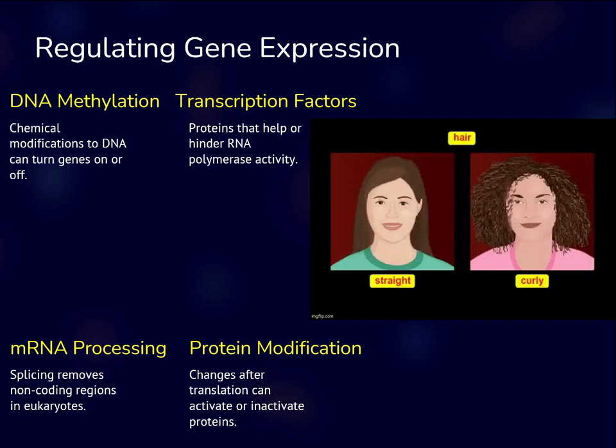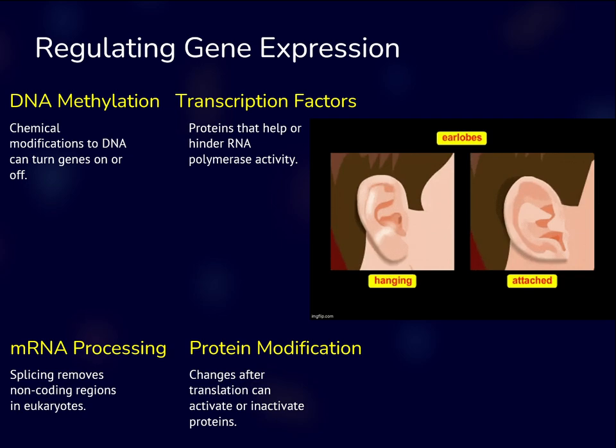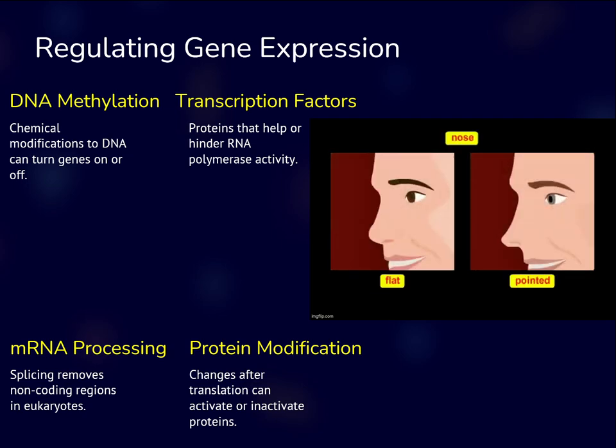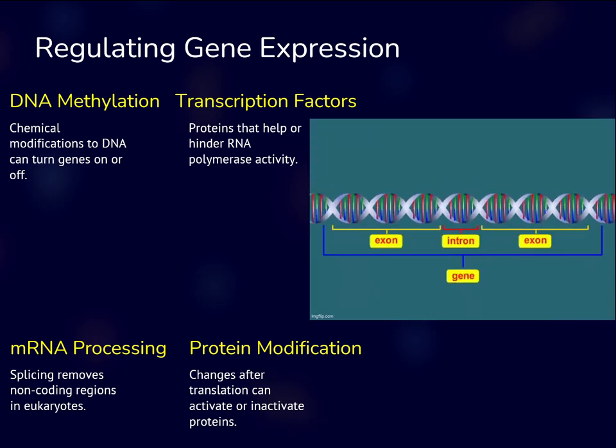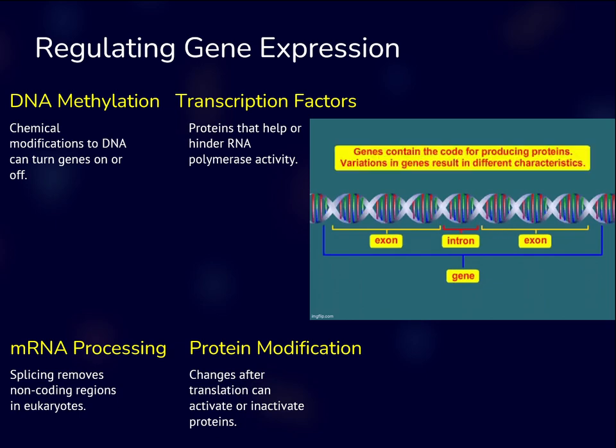But not all genes are active all the time. Cells control which genes are turned off or on, depending on what they need. This is called gene expression. And there are many ways that this happens.